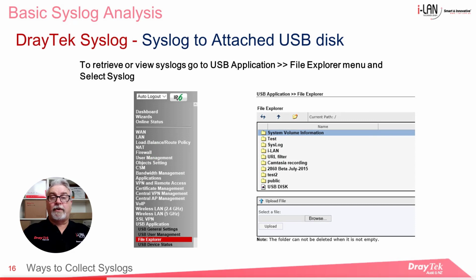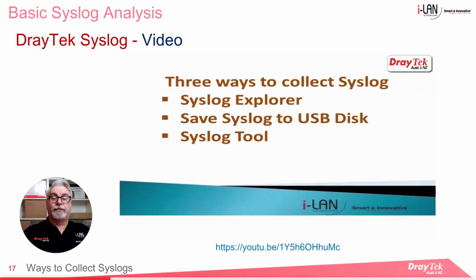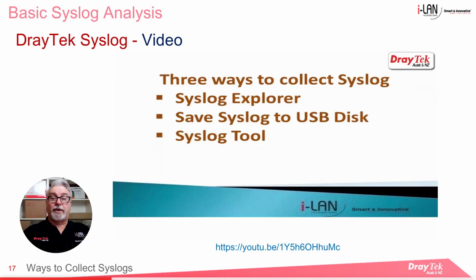To retrieve or view the syslogs from a USB drive, go to the USB Application File Explorer menu in the router, then select the syslog folder. You have the option to download the logs to your PC for analysis. Let's check out a video with a little more detail about the methods discussed so far.